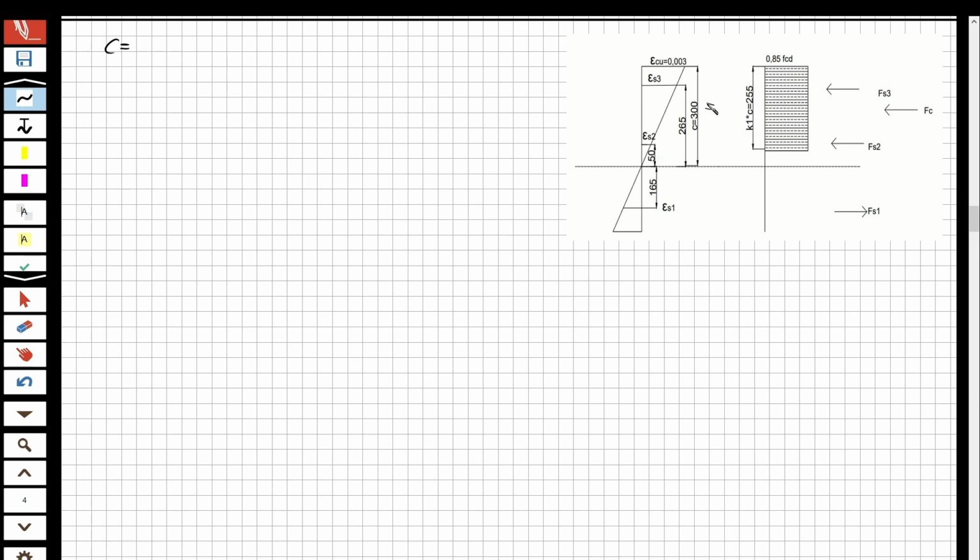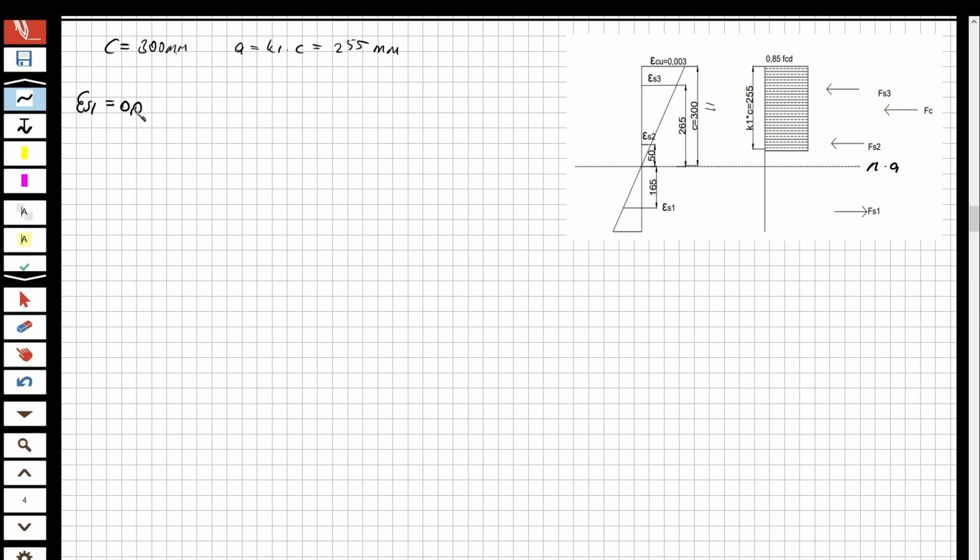Now you can see I write here, 300, and a is going to be equal to K1 multiplied by c, equal to 255 millimeter. These are all millimeter. Okay, so now let's determine strains for the first steel, this one. Look at here, this is the neutral axis. So what is the distance of this steel with respect to the neutral axis? It's going to be 165.